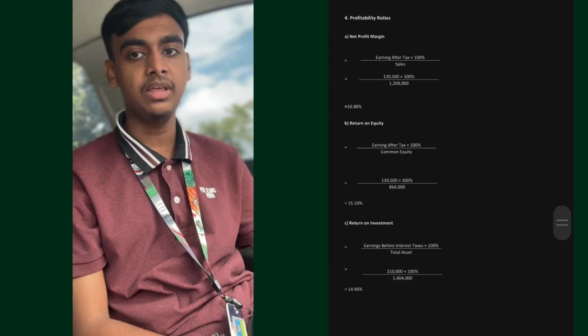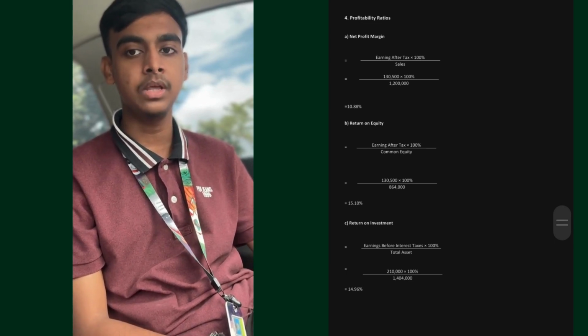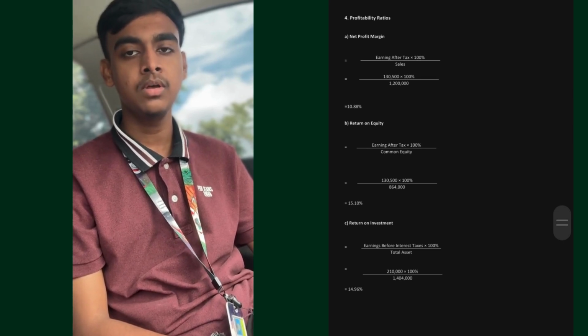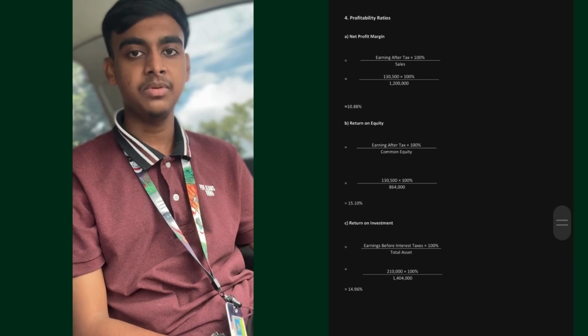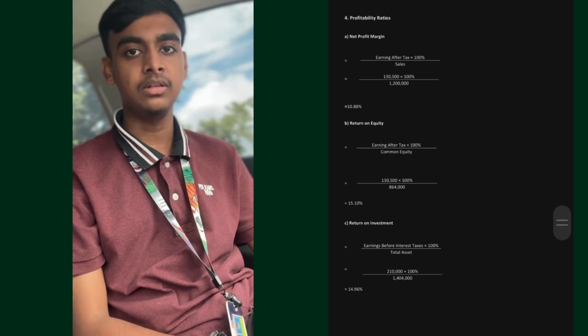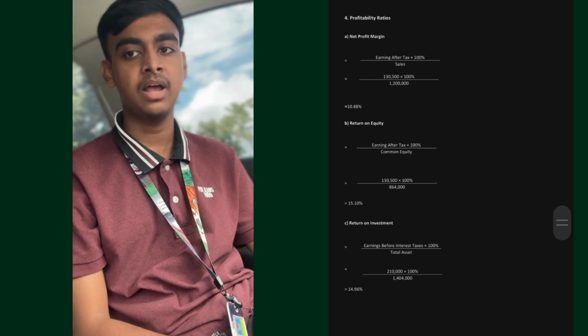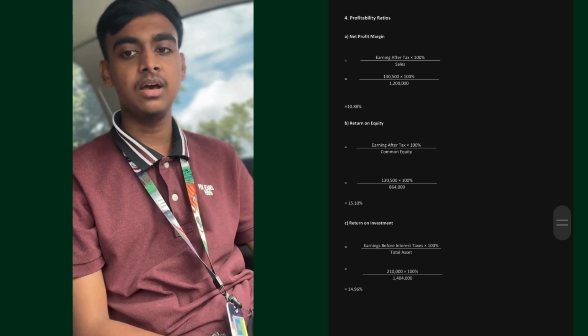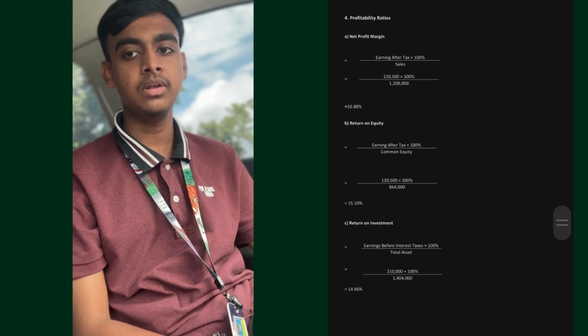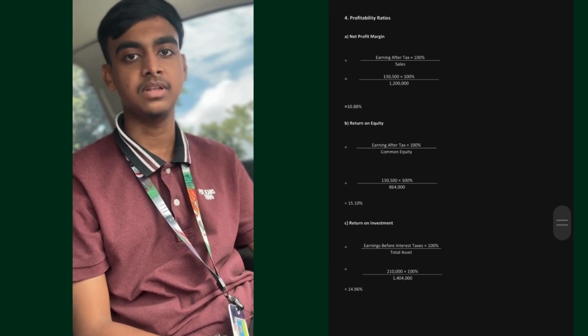Now return on equity is earnings after tax times 100% over common equity equals 130,500 times 100% over 864,000. The total is 15.10%. Return on investment, earnings before interest and taxes times 100% over total assets, 210,000 times 100% over 1,404,000, the total is 14.96%.